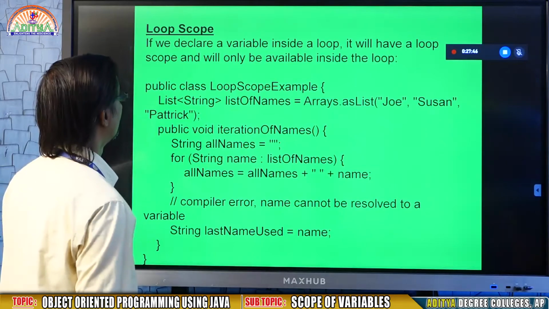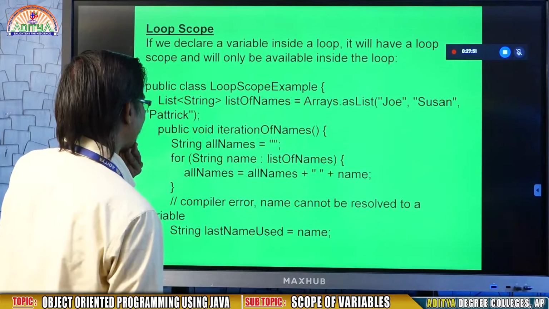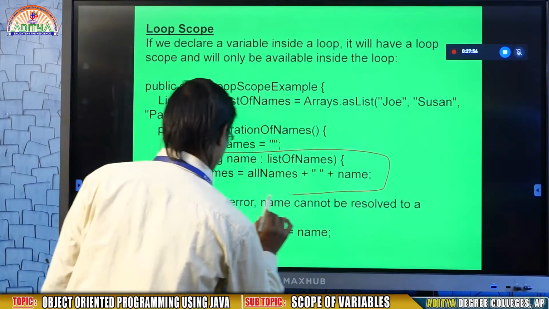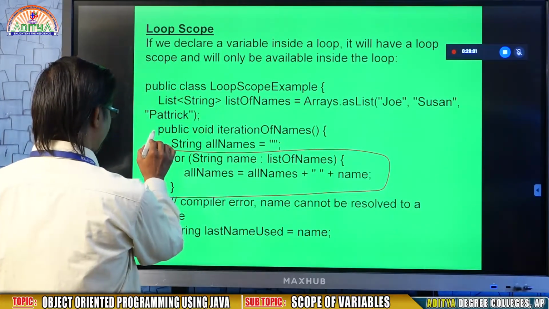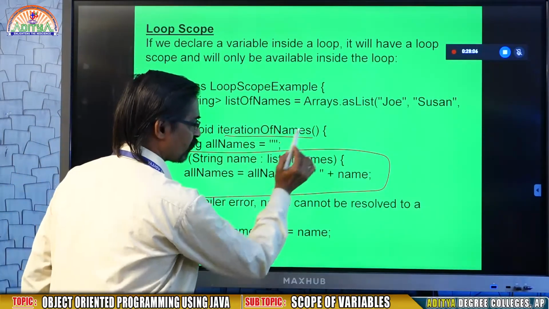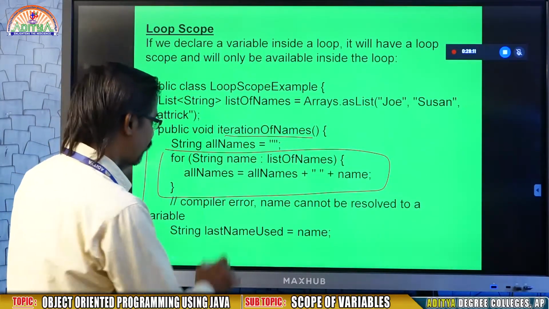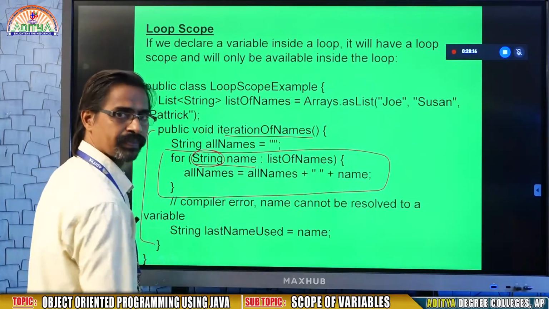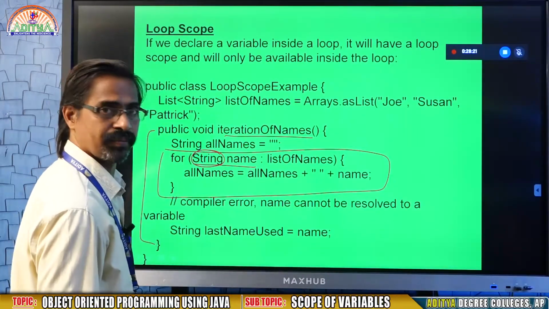Now, loop scope. What is meant by loop scope? A loop scope is nothing but, see here, of course, no need of the entire program. This is a for loop. Of course, this is my method. This is my method name, iteration of names. Inside the method I am using a for loop. Inside the for I declare a variable, name, as string type. String is the type.